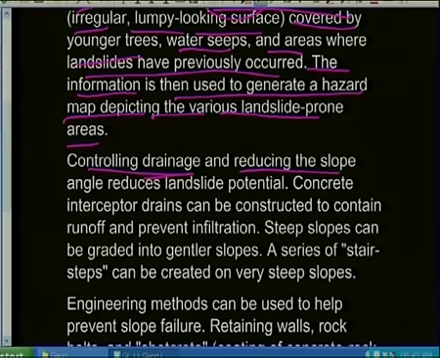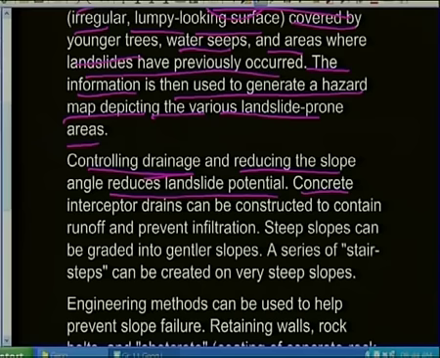Further on, we can control drainage by reducing the slope angle and reducing the landslide potential. Here, terracing slopes in terms of step-like structures along slopes prevents and minimizes the nature and amount of mass movements. Concrete intercepted drains can be constructed to contain runoff and prevent infiltration. Infiltration is one of the key components of major mass movements. If we prevent infiltration on slopes, like constructing concrete areas that will create more surface runoff, you will reduce the nature and amount of landslides that occur.